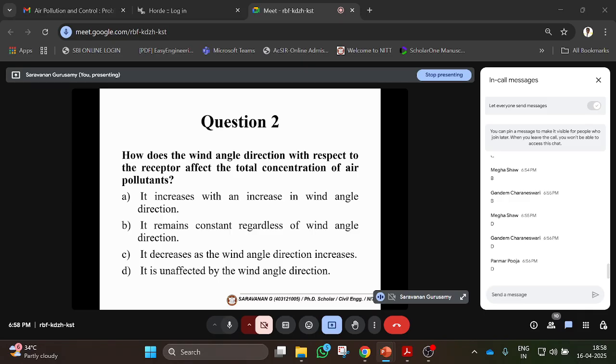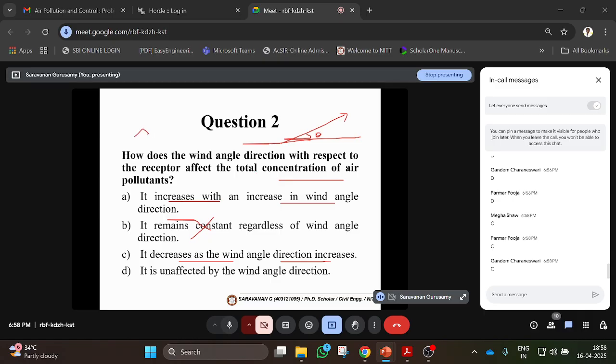Okay. Question number 2 of fifth week. How does the wind angle direction with respect to the receptor affect the total concentration of the air pollutant? It will not remain constant anyway. So wind angle is there, wind direction is there. How will it affect? If the wind angle increases, does the total concentration of the pollution increase, or decrease with increase in the wind angle?